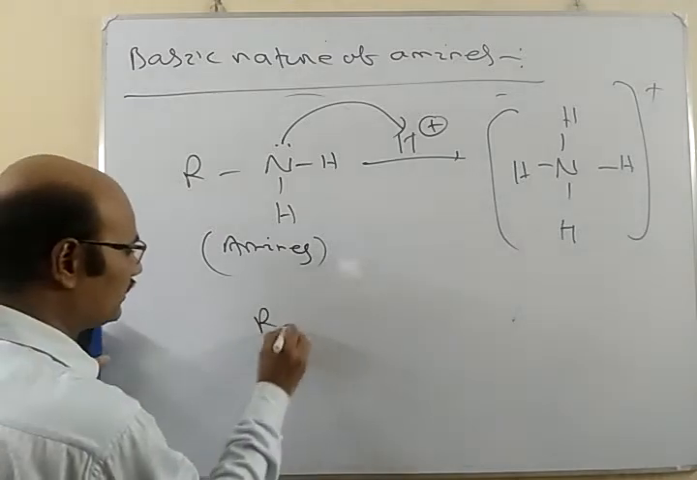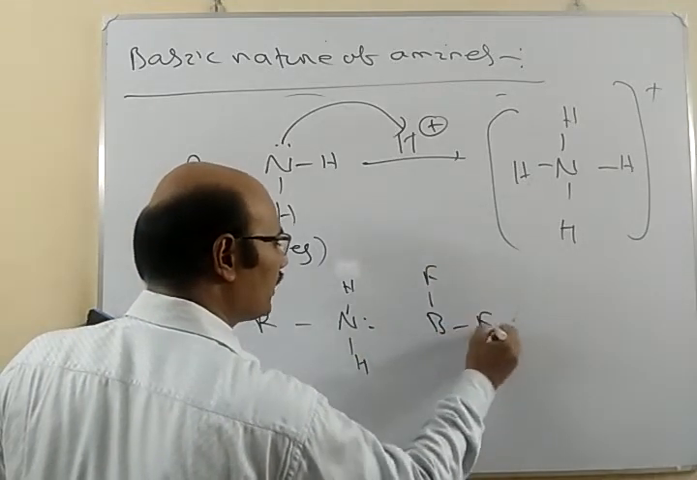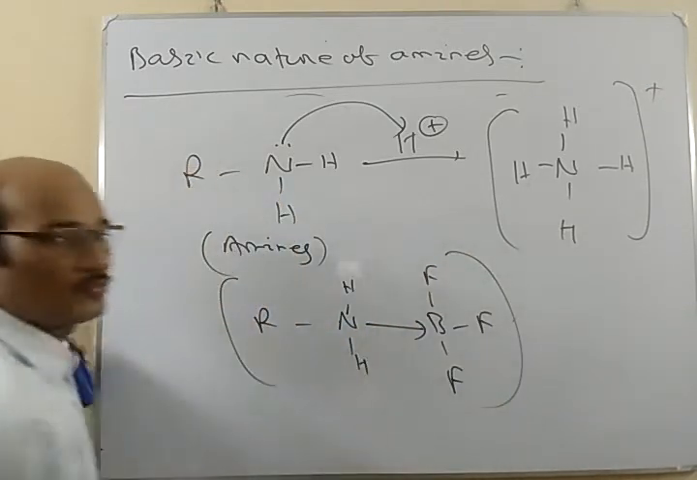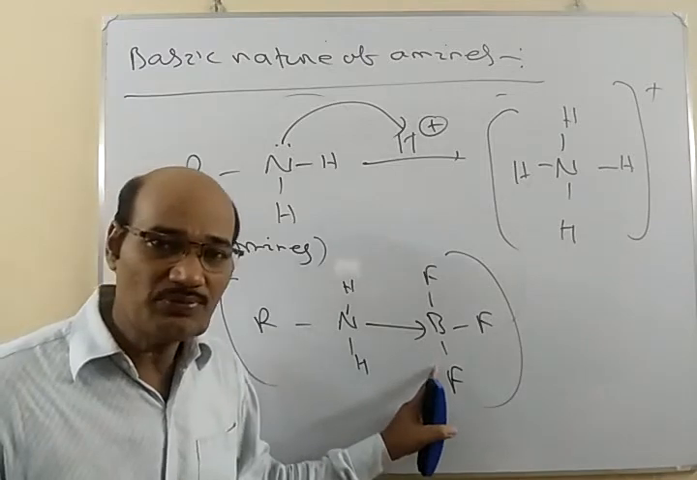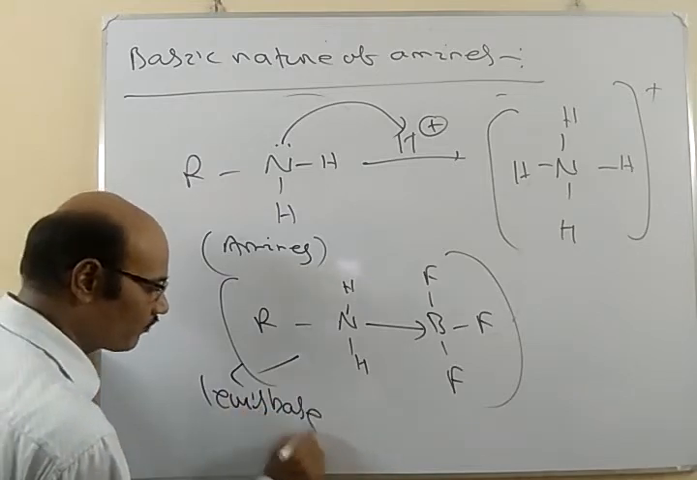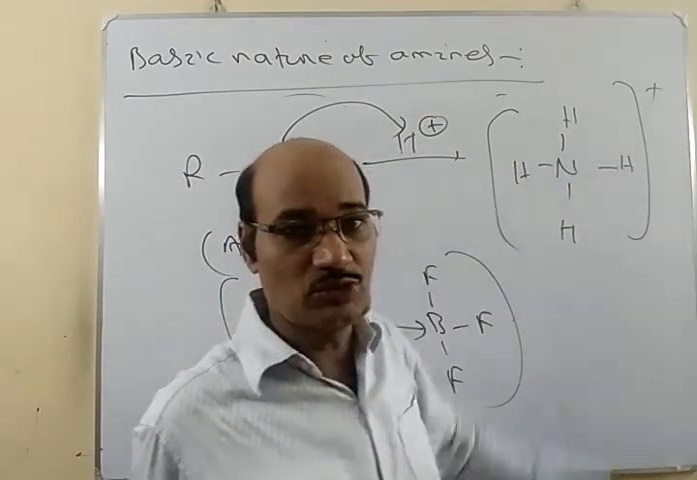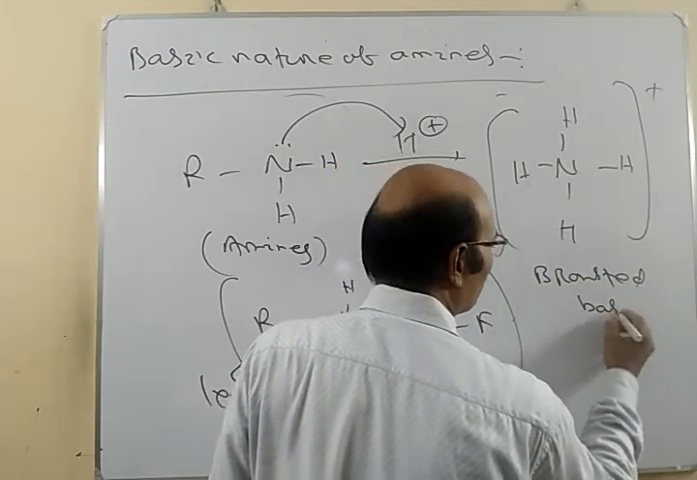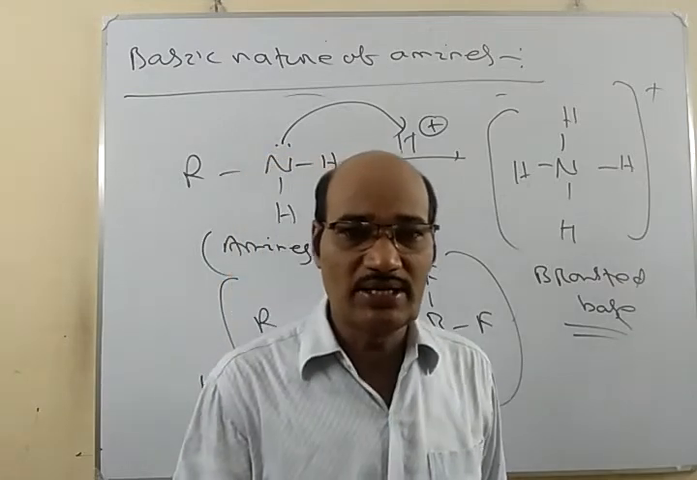Second case, RNH2. If I have BF3, this pair of electrons can be donated. So like ammonia, here the amine can donate the pair of electrons to BF3. So it's a Lewis base. And again, this amine can accept a proton to form the cation. So it's a Bronsted base. So amines can behave as a Bronsted base as well as a Lewis base.